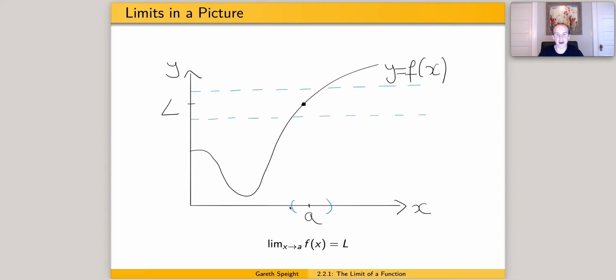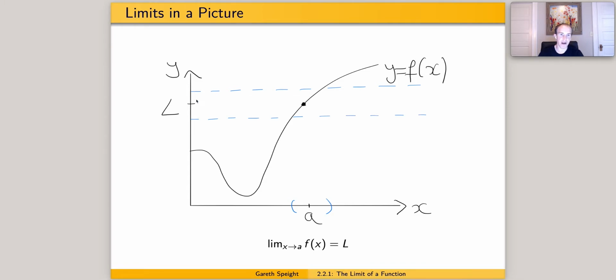Okay, and as you can see, if I'm in this interval, then I will be somewhere between here and here, so the graph will definitely be in this band around L. And remember we said the definition is that we can make f of x arbitrarily close to L. So I can shrink this band as small as I like, and the same thing should be true, right?